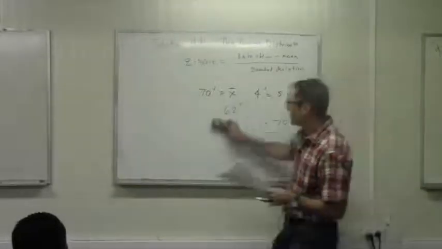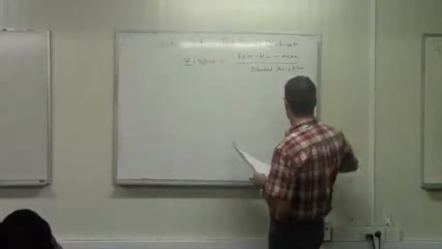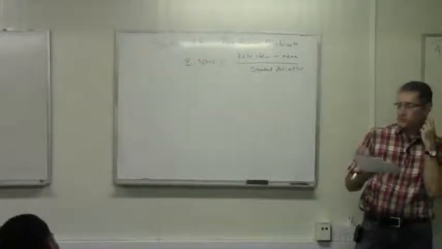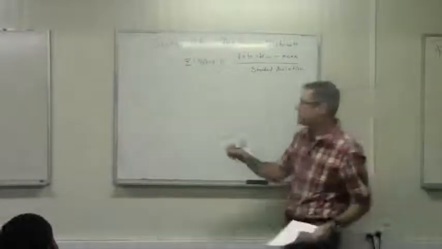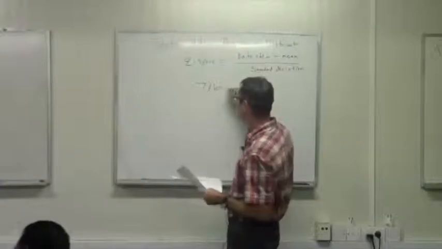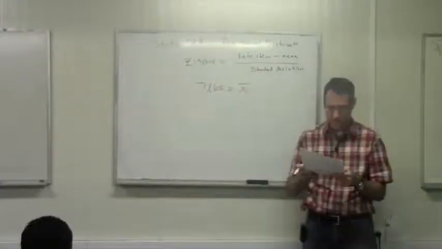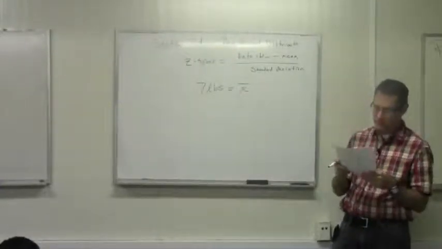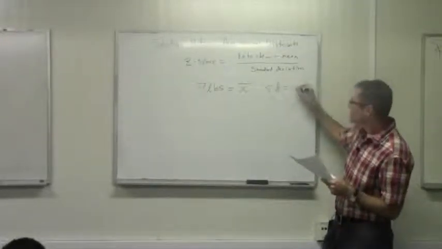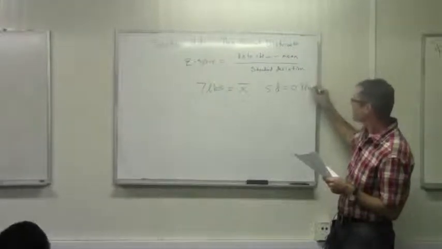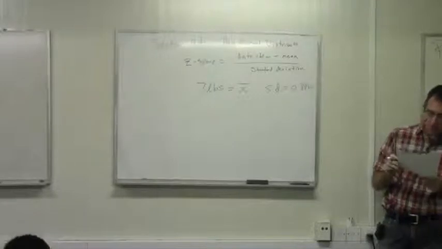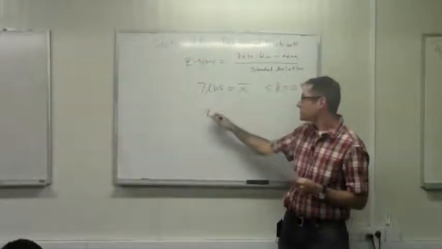Let's do a couple practices on this. Weights of newborns. Normally distributed with a mean of 7 pounds. That's the mean of newborns. Okay? And it's normally distributed. And the standard deviation is 0.8 pounds. Find the z-score for 8 pounds.